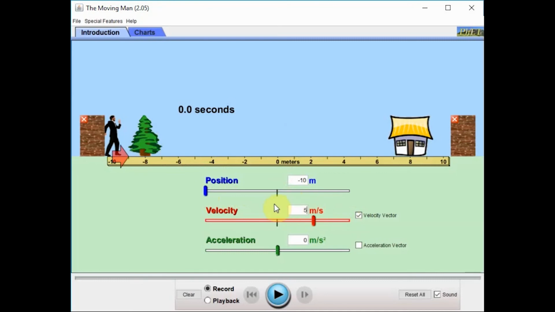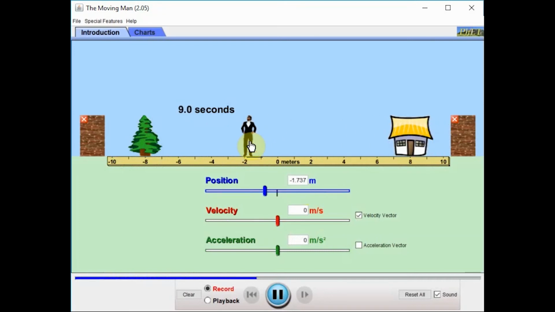So I can figure out what's going to happen. I'm going to have to travel 20 meters to get to this other wall here. I'm going to do 20 meters at 5 meters per second. So that should take me, let's see, about 4 seconds to go. Let's click play and see what happens. All right, he is completely unfazed.